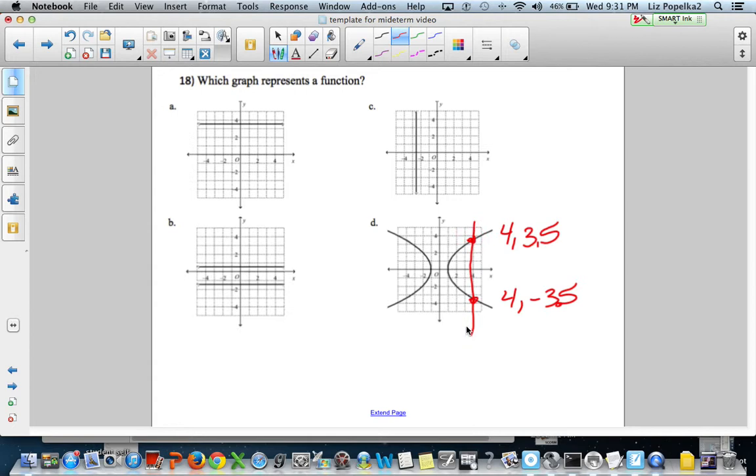So if you can draw a straight line through the graph and hit it in more than one place, it's not a function, so D is not a function. This one right here, you hit it in 2 places, so it's not a function. This one is a line all the way straight down, so we're basically going to hit it in all these little places, so that's not a function. But this guy right here that just goes straight across, any place I hit him, he's only going to hit the graph in one location. So that means that A is the function.